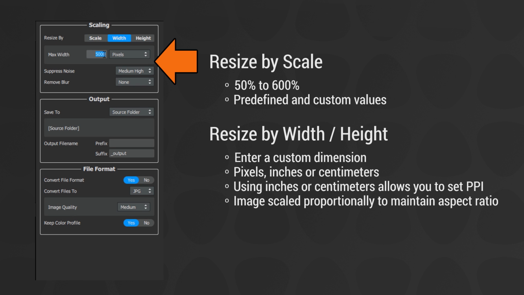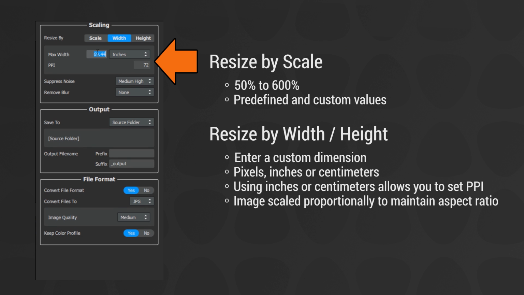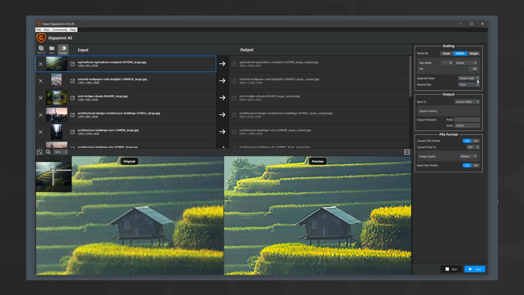Resizing by width or height lets you scale your image to a chosen value based on pixels, inches, or centimeters. If you choose to scale based on inches or centimeters, you'll also be given a field to set your desired pixels per inch, allowing you to set pixel density specifically for your output image. When scaling using width or height, the other edge of your image will automatically be scaled to maintain your image aspect ratio. That means no image warping.